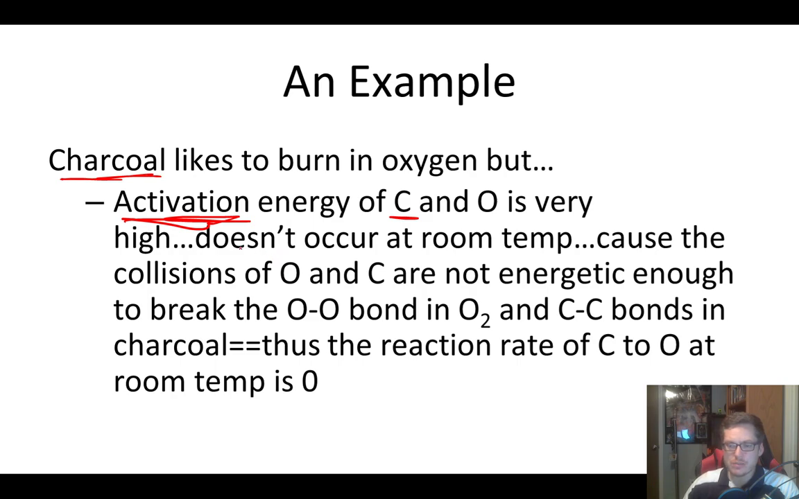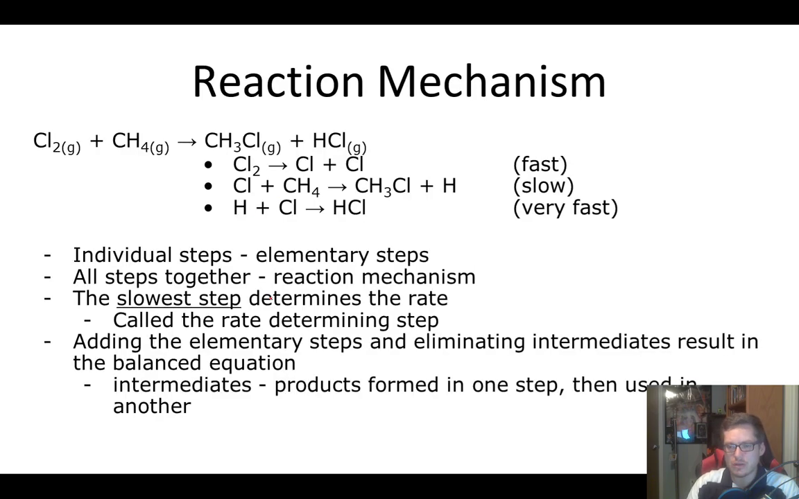It doesn't matter how many collisions of oxygen there are against the carbon, there's never going to be enough to break that O=O double bond in the O2 and the C-C bond in the charcoal. Thus, the reaction rate is equal to 0. So in order to get your charcoal to burn, you have to give it some energy, usually just a little lighter fluid and a match, right?